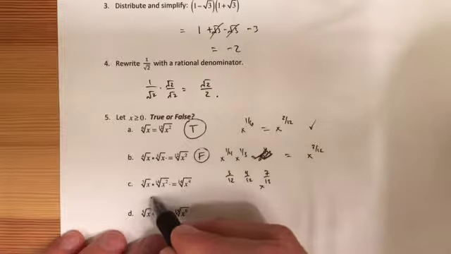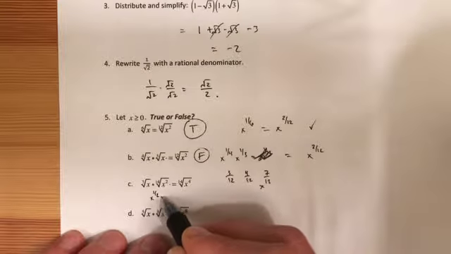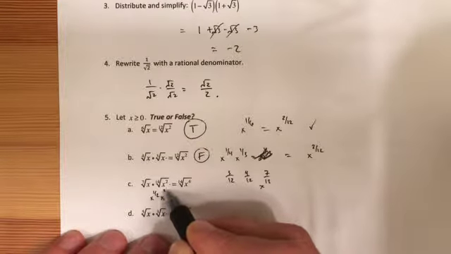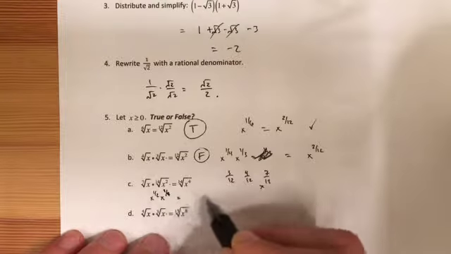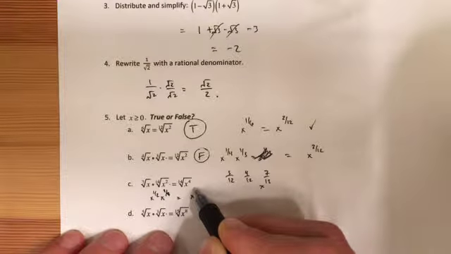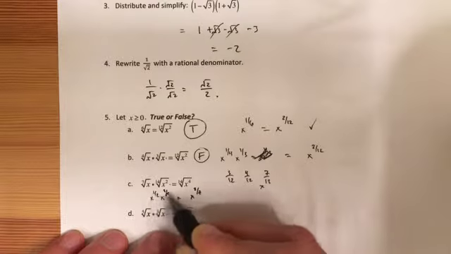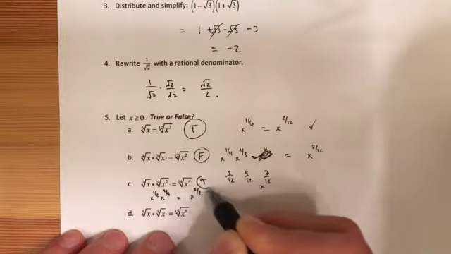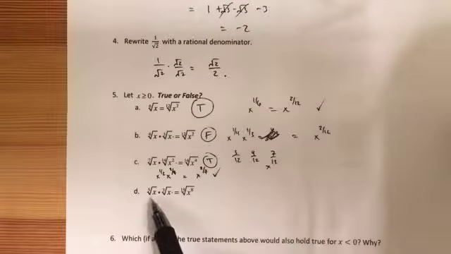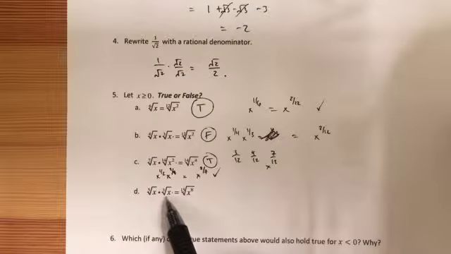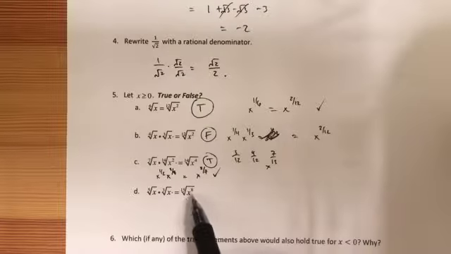So this is x to the 1/7, and this is x to the 1/7 again, and is that equal to x to the 2/7? Yes, it is. You would add those, so this is true.